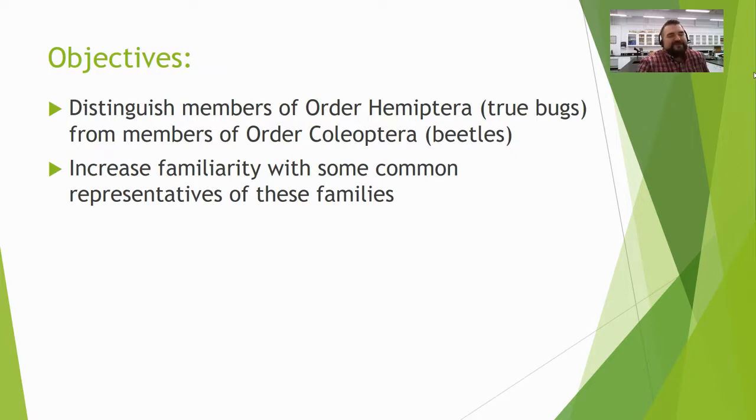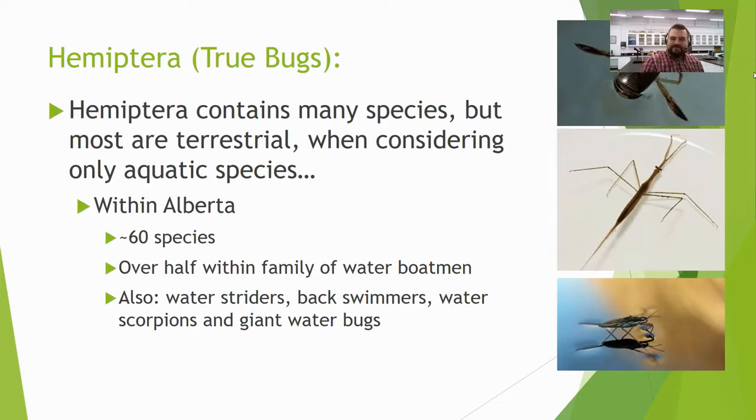And then we're going to have a little side objective, just a little value added for you guys joining me in this microlab. We want to increase some familiarity with some common representatives of these families. The ones that we look at under the lab scope are actually going to be examples of beetles and bugs that you might find in water bodies close to your home, your own dugout, a river nearby your house, places like that. So let's go, right? Hemiptera are true bugs. Let's start there.